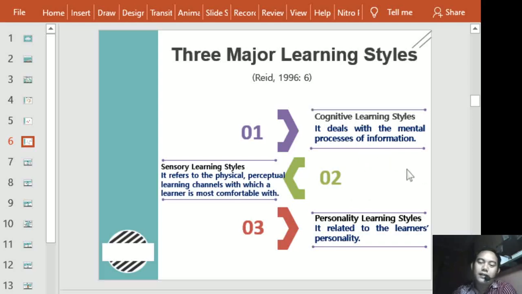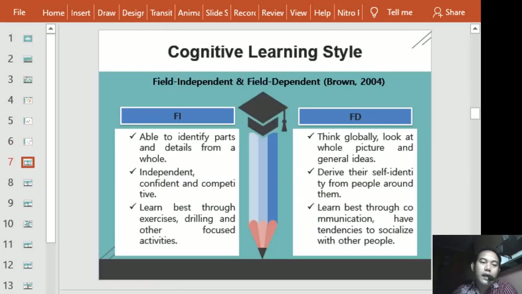The cognitive style deals with the mental processes of information, and the sensory learning styles refer to the physical, perceptual learning channels with which a learner is most comfortable. The personality type is a construct based on the work of Carl Jung, related to the learner's personality. And then, according to Brown, there are two types of cognitive learning styles, the field dependent and independent, FI and FD.